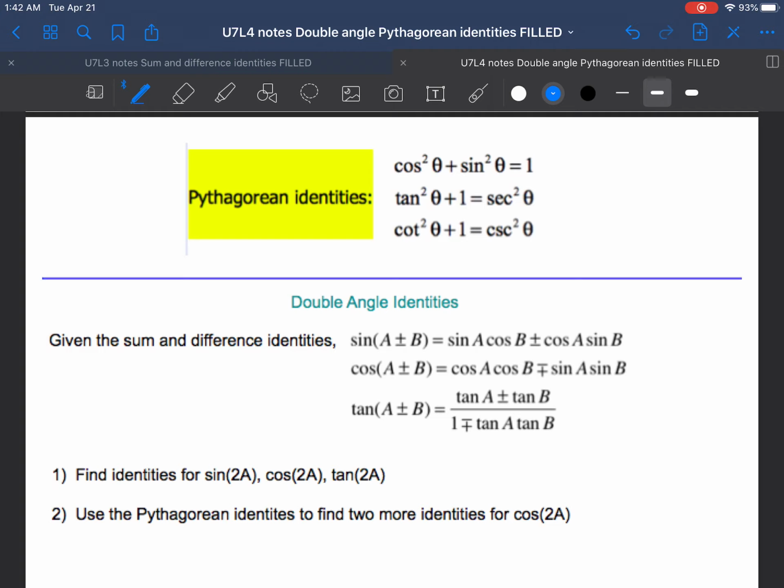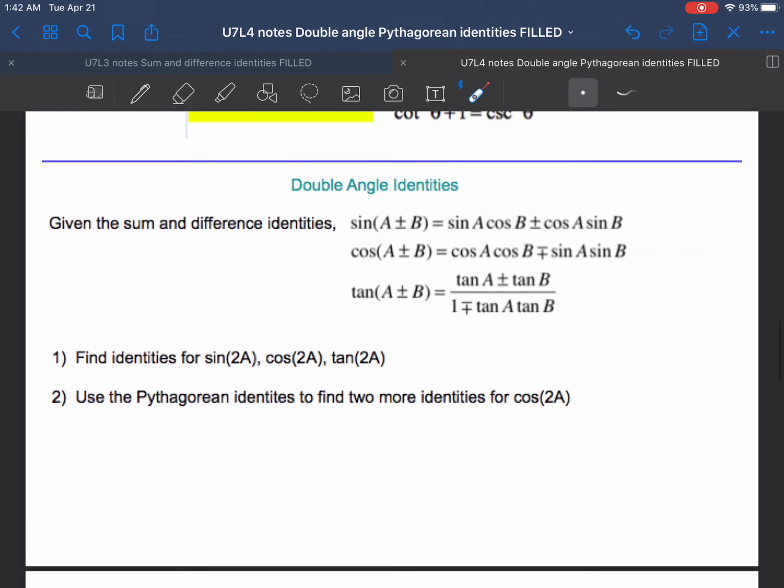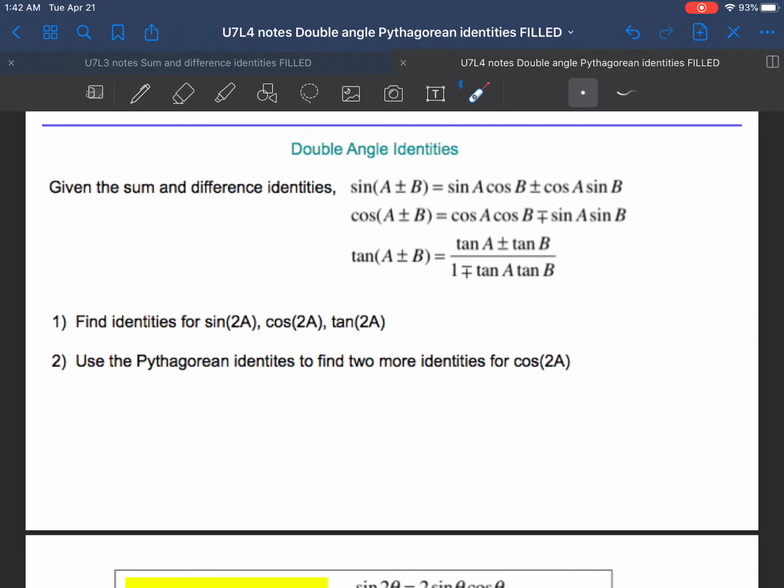All right, guys, here we are, second part of lesson 4. This is going to be double angle identities, mainly. So we've talked about the Pythagoreans, and we've proved them in the first part. Now we're going to look at these double angles. Recall from last class, we did the sum and difference for sine and cosine. We proved them. And then we just kind of addressed tangent, but we didn't prove it, and that's okay. We're not going to require you to prove tangent for this class.